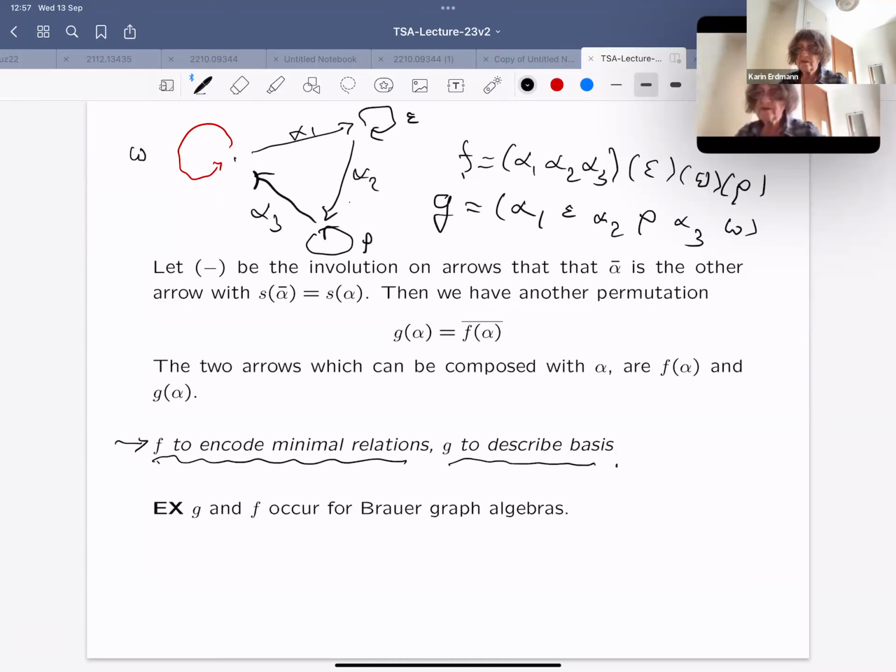So I should just mention that these occur for Brauer graph algebras. If you have seen a Brauer graph algebra, then there's always a graph to that, the Brauer graph, and at each vertex of the graph, you have a cyclic permutation, and this corresponds to the G. And there's also something which is sometimes called a Green walk, which comes from group theory again, and this would correspond to the F. So they are somewhere already there, but you can do this more generally, right?